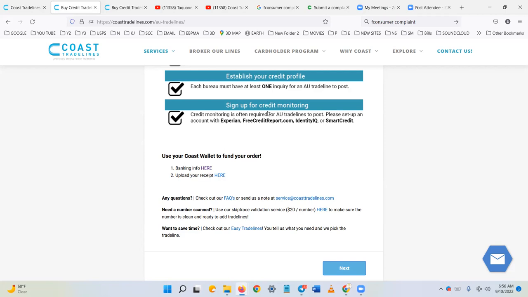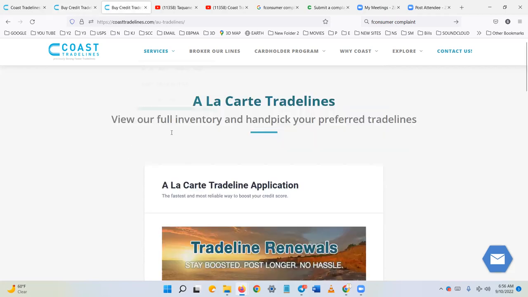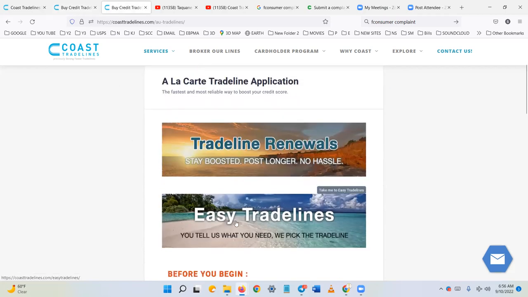So anyway, sign up for credit monitoring. I did this. I still have my account with Experian, freecreditreport.com, with TransUnion and Equifax and stuff. So I'm investigating to see if it's worth my time or not. But I think it is. Now, so easy trade lines.